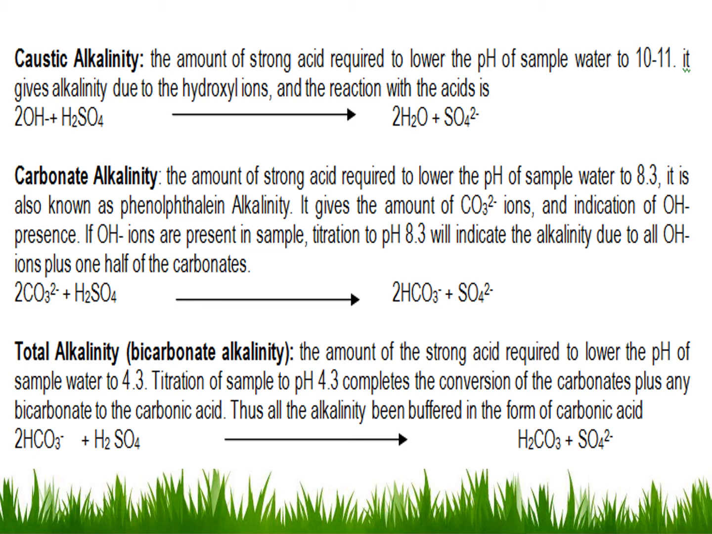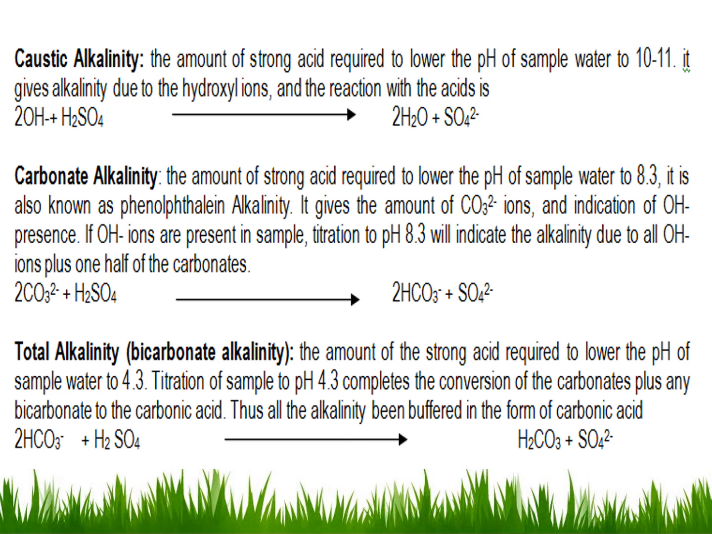Then we have carbonate alkalinity, the amount of strong acid required to lower the pH of the sample to 8.3, also known as phenolphthalein alkalinity. It gives the amount of carbonate ions and an indication of OH presence. If OH ions are present in the sample, the titration to pH 8.3 will indicate the alkalinity due to all hydroxyl ions plus one half of the carbonate ions. So this is also called half alkalinity.